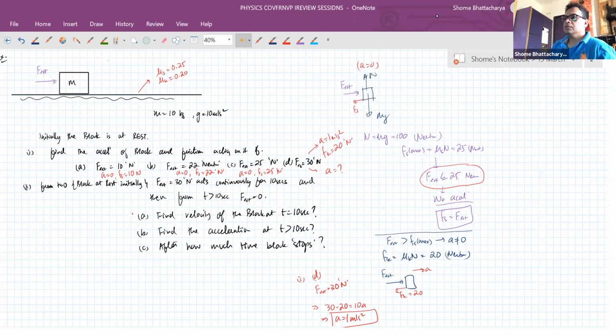Okay, so can you tell me after how much time the block will stop? Anybody got the B and C part?